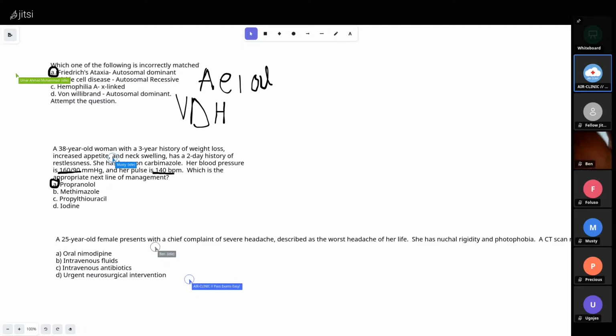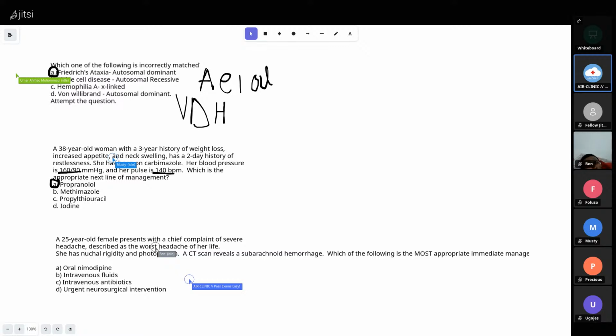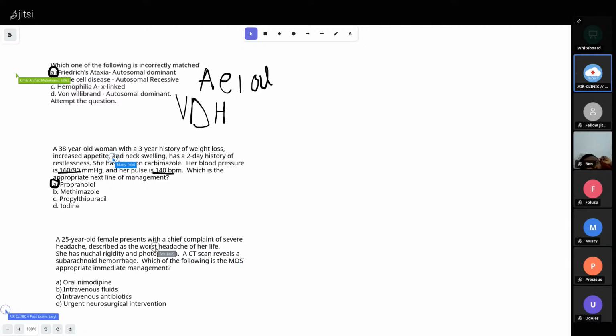So the next question, 25-year-old female with a chief complaint of severe headache. Described as the worst headache of her life. She has nuchal rigidity, photophobia. CT scan reveals subarachnoid hemorrhage. Which of the following is the most appropriate immediate management?